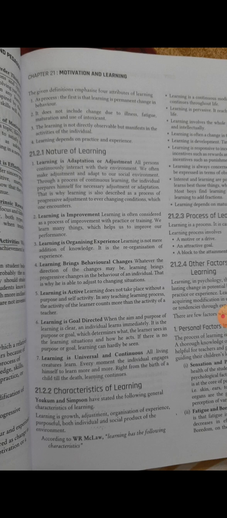So, the properties of learning are: learning is adaptation or adjustment, learning is improvement, learning is organizing experience, learning brings behavioral changes, learning is active, learning is goal directed, and learning is universal and continuous. Characteristics of learning. Yakum and Simpson have stated the following general characteristics of learning. Learning is growth, adjustment, organization of experience, purposeful, both individual and social, a product of environment.